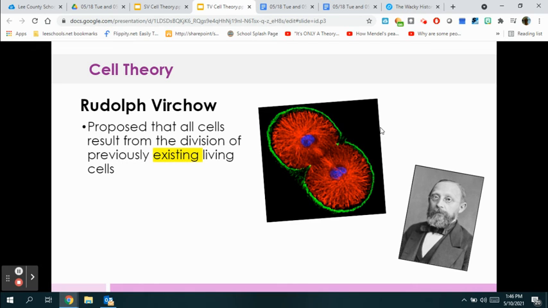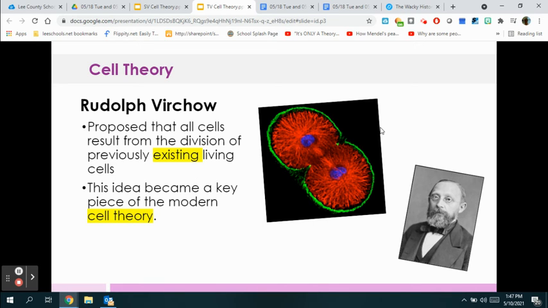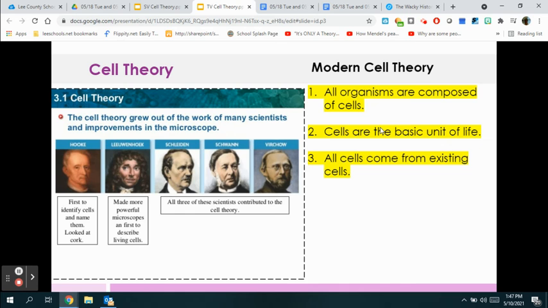Rudolf Virchow proposed that all cells result from the division of previously existing living cells. This idea became a key piece of the modern cell theory. He did this in 1855. The modern cell theory has three parts. All organisms are composed of cells, cells are the basic unit of life, and all cells come from existing cells.